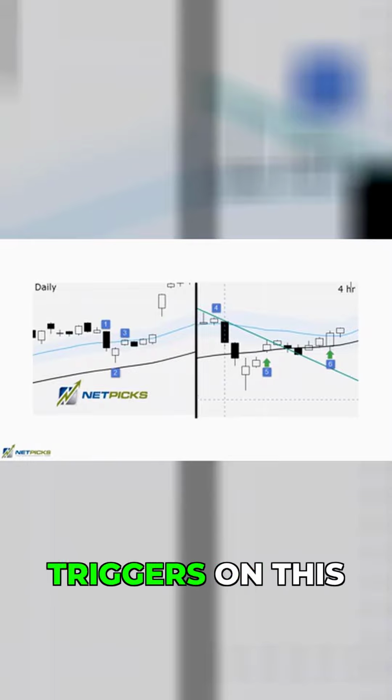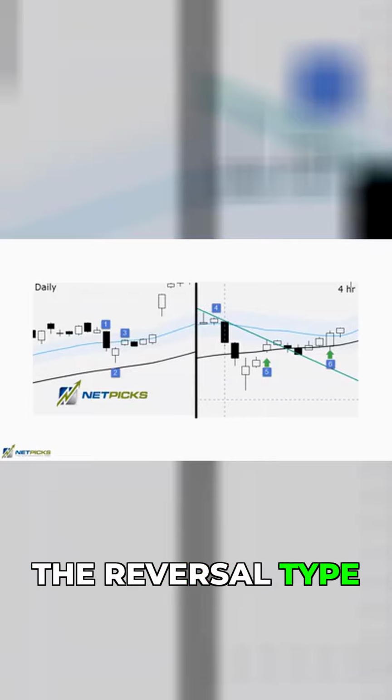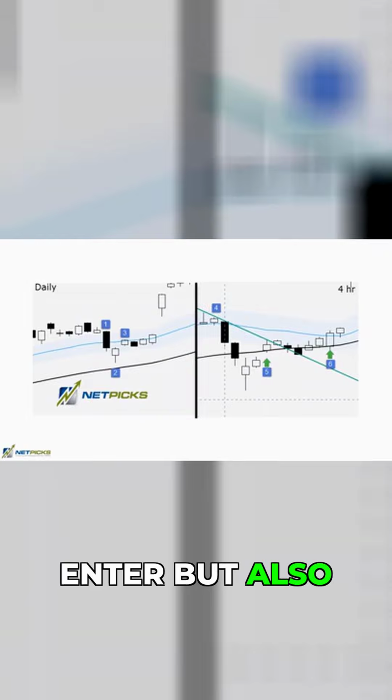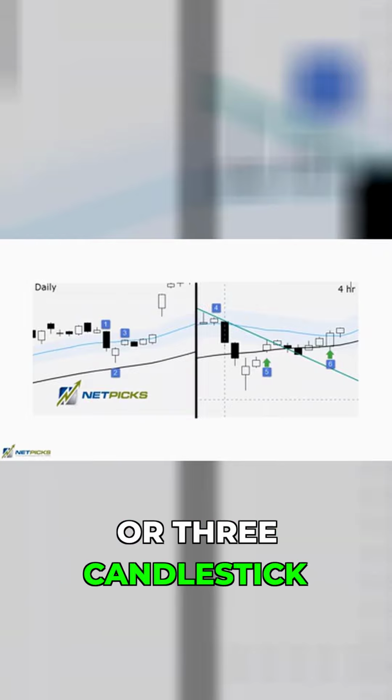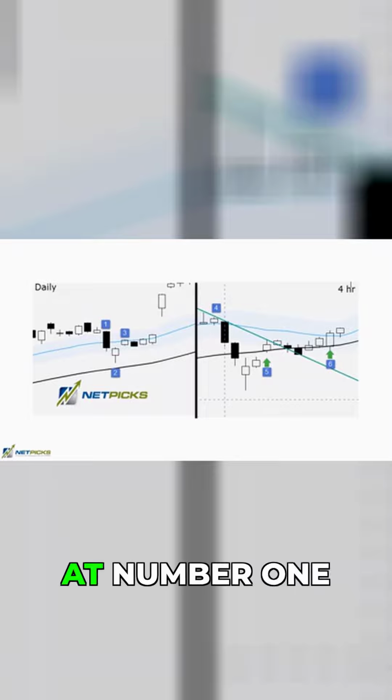Let's look at a few other entry triggers on this chart. On the left here, it's the daily chart. On the right is the 4-hour time frame. So we already talked about the reversal type of candlestick to enter, but also consider a 2 or a 3 candlestick pattern. So on the left, on the daily chart, number 1, price pulls into our zone.